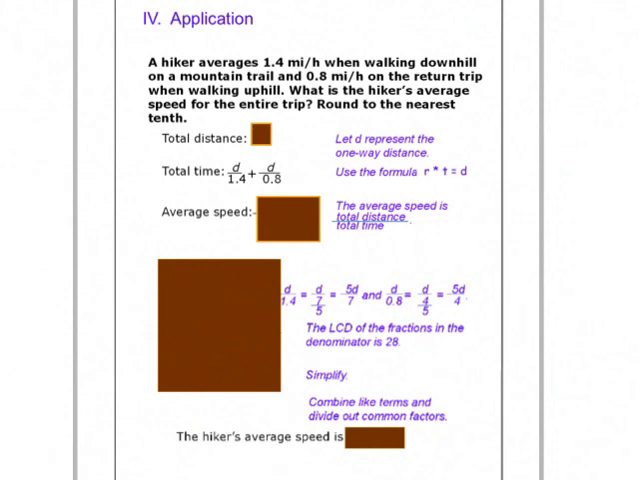Alright, so we know that a hiker, first of all, starts walking down a hill. So we have a hill like this, and the little hiker is going to walk down the hill.